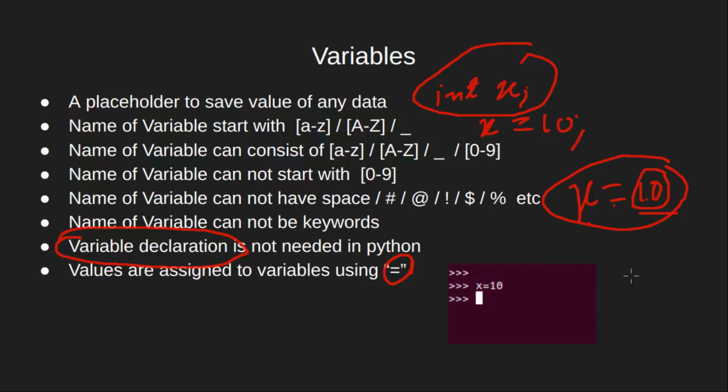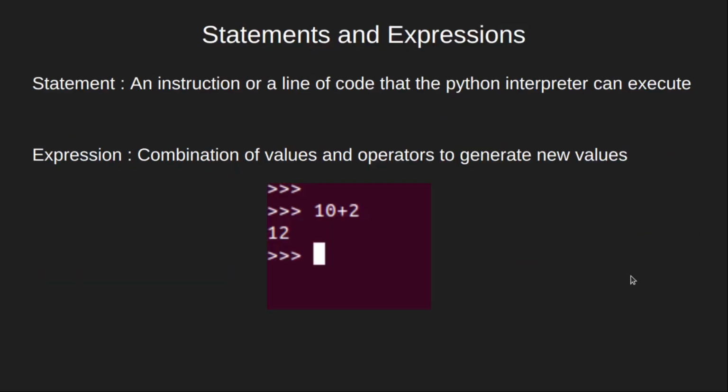Alright. So once you have variables in your program, you can come up with statements and expressions. So a statement is defined as an instruction or line of code that the Python interpreter can execute. It could be any instruction. We will see later what all instructions Python can execute, but any instruction that Python can execute is a statement, and the combination of values and operators are expressions. Now, expressions are like what you see, 10 plus 2. This is an expression which generates a new value, it is 12.